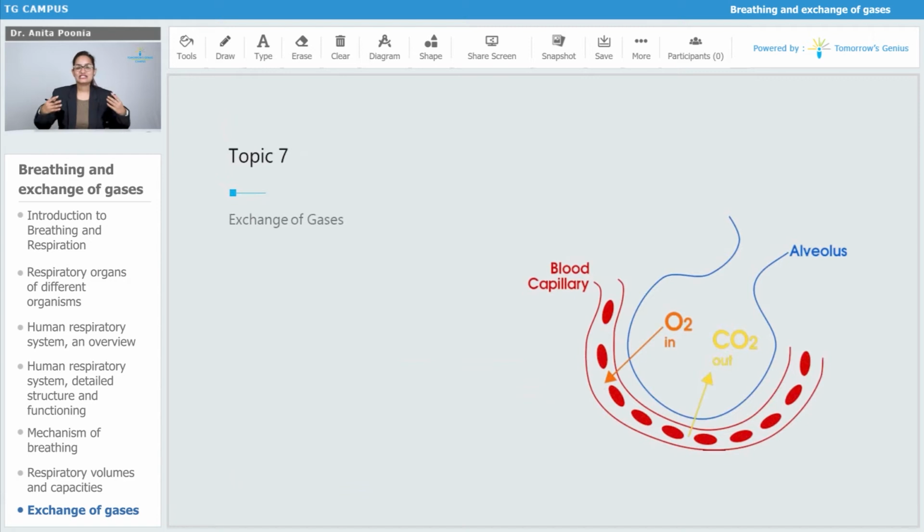Let us talk about the exchange of gases. So in here, what do you see? You see there's an alveoli, and there you see the blood capillaries. And what else do you see here? You could see the exchange of gases. Yes, the gases oxygen and carbon dioxide. So oxygen from the alveoli is taken in, from the alveoli towards the blood capillary, whereas carbon dioxide goes from the blood towards the alveoli to get expelled.